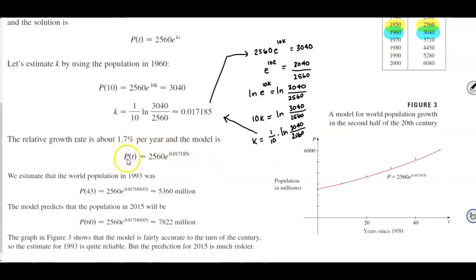So if we convert that to a percent, the relative growth rate is about 1.7% per year, and the model is going to be the following. It would be P of t, which is equal to 2,560 e to the power of 0.017185 t.